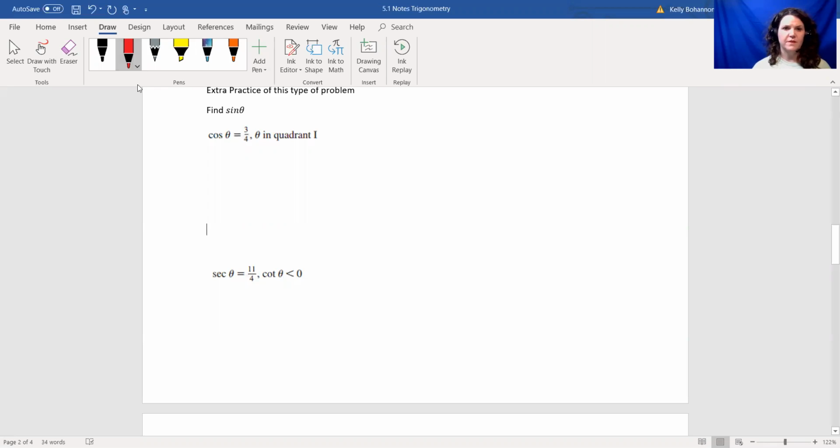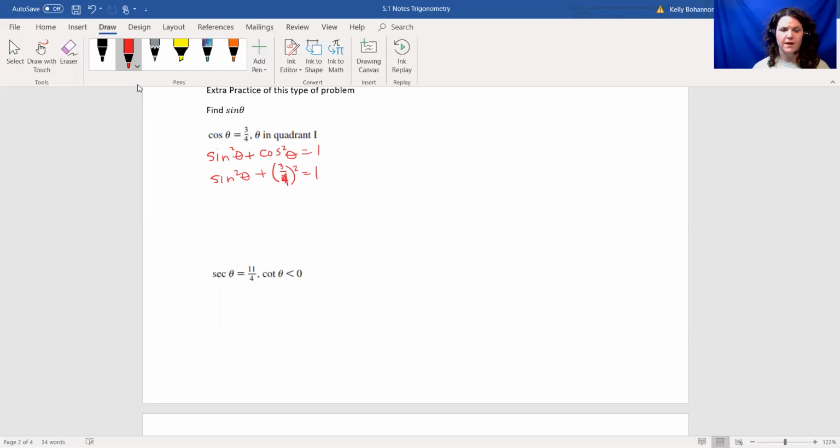All right, so in this case, we're trying to get sine theta, and we've been given cosine theta equals 3/4, and theta is in quadrant 1. So you want to use one of the trig identities that relates sine and cosine. This one's going to be the Pythagorean identity, sine squared theta plus cosine squared theta equals 1. And I know cosine is 3/4. So that gives me sine squared theta plus 3/4 squared equals 1.